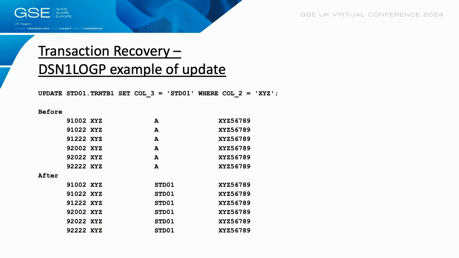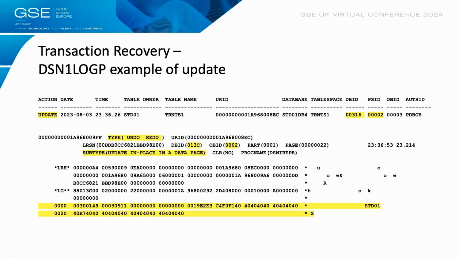If you had an update, we're going to set column 3, which is this A, and we're going to set it to std01. So you've got before and after. And so here's the update. The update is only logged from the first point of change, so we can see std01 there. So again, it's just getting more and more complex each time. So not an easy thing, transaction recovery, not an easy thing to undertake.